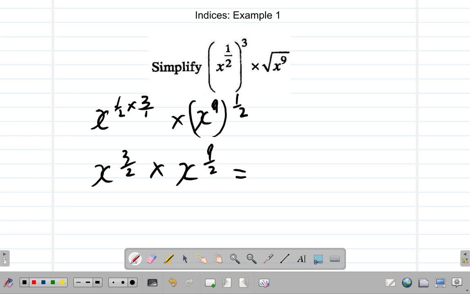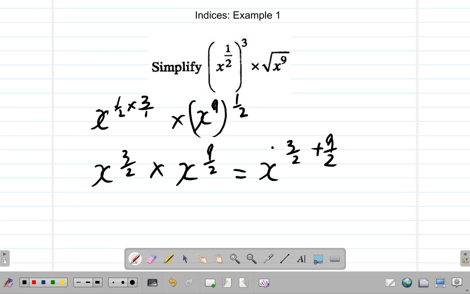What do we have here now? When you have a number raised to a power multiplied by the same number raised to another power, remember what you do? You add the powers. All right? So you have x raised to the 3 halves plus 9 halves. Right?